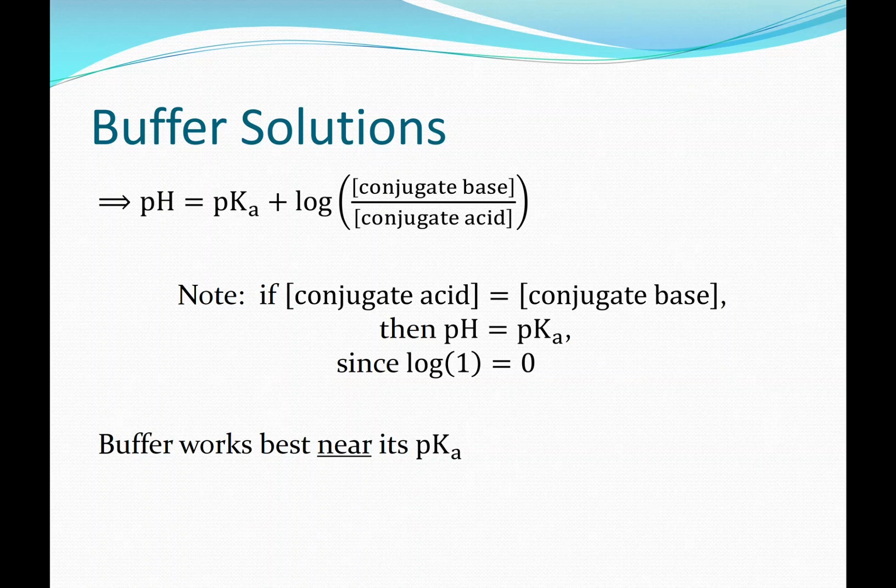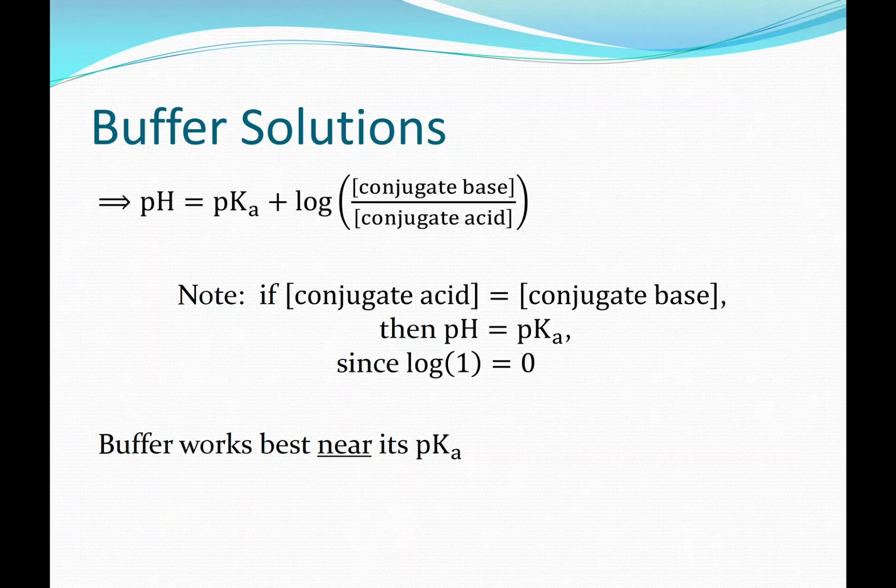So when you're trying to design a buffer, what you're trying to look for is a weak acid that has a pKa right near the pH that you're trying to build the buffer for. So if you want to be building a buffer that has a pH of 4, you're looking for a weak acid that has a pKa around 4, somewhere in there, in order to build your buffer with it.